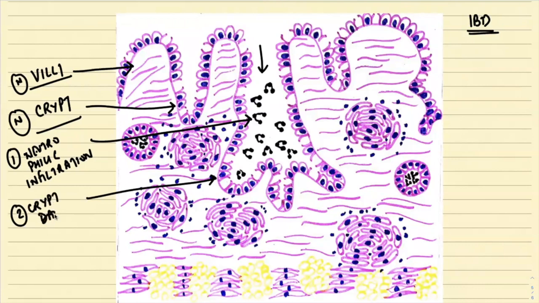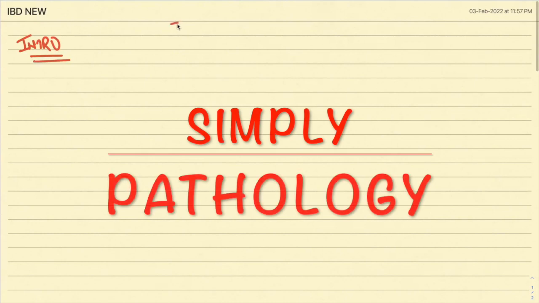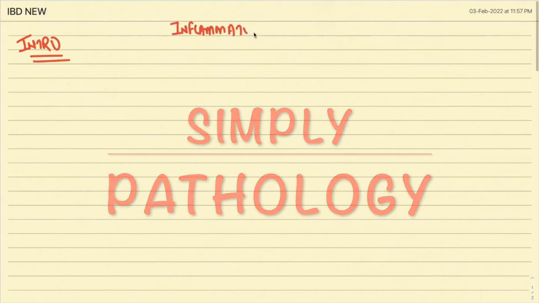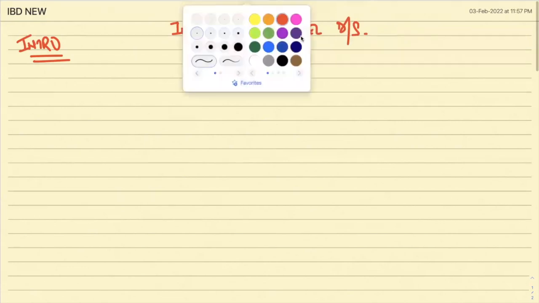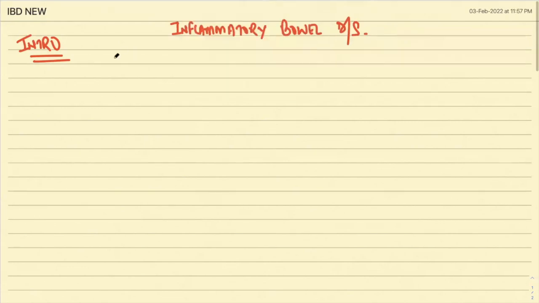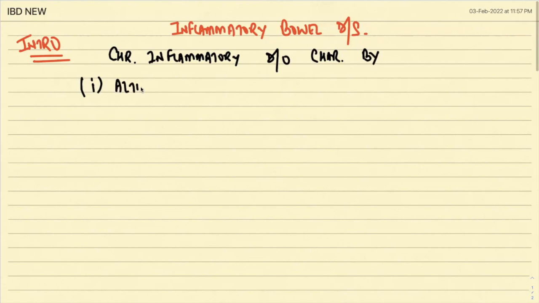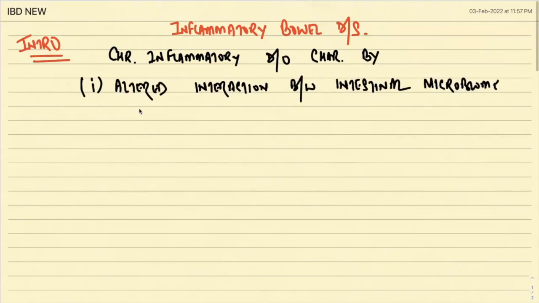Now, this cycle of cryptal diseases, so the topic of discussion is inflammatory bowel disease. Okay, so this is basically this disorder. It is a chronic inflammatory disorder which is characterized by an altered interaction between the intestinal microbiome and the host immune system.